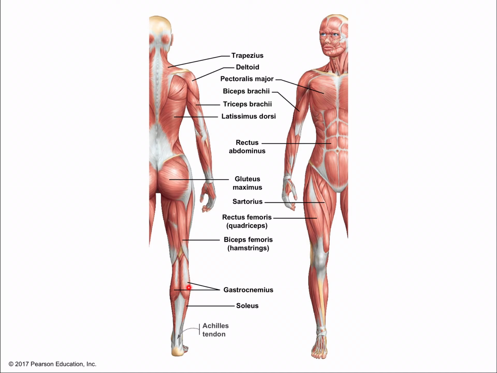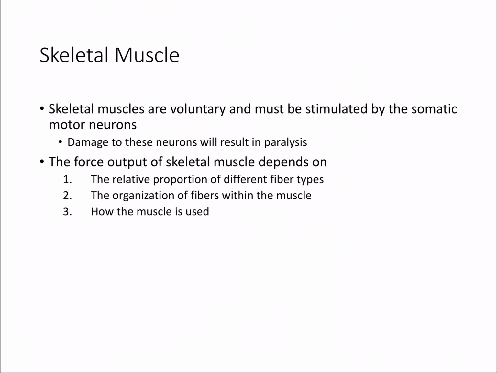Gastrocnemius is the calf muscles, and then the soleus is behind that muscle. The Achilles tendon connects your calcaneal bone to the gastrocnemius. And if you've ever had an Achilles tendon injury or known somebody with that, you know it can be a pretty nasty injury.